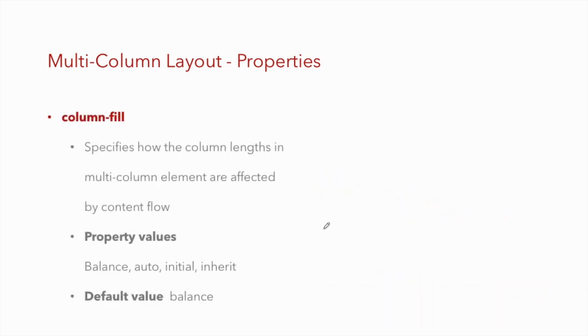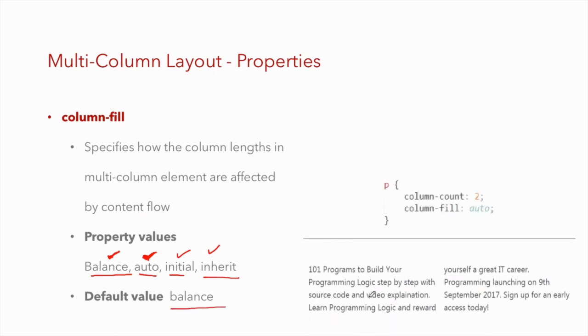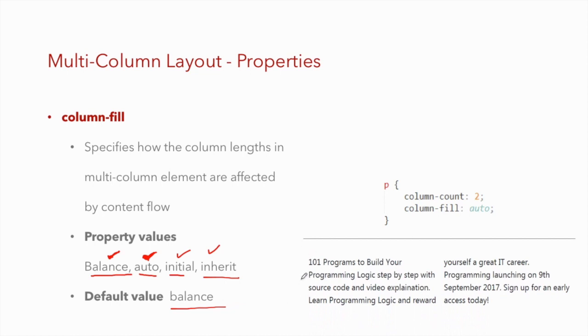Then we have column fill. Using column fill, we specify how the column lengths in the multi-column element are affected by the content flow. The property values for this particular property are balance, auto, initial, and inherit. We know what inherit and initial are. So auto is something where the rendering engine will take a decision on its own, and automatically it will try to set the values. And balance means it will try to balance the fill, and it is the default value as well. So you can see that depending on the available width, it will try to fill up the columns.